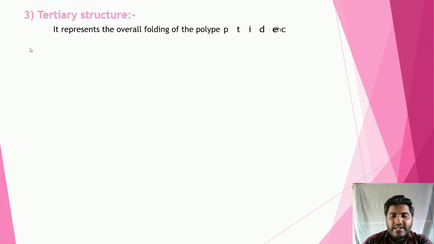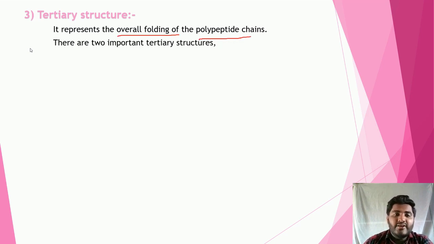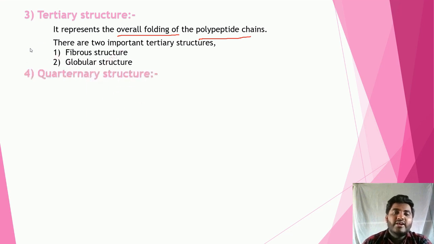So primary structure gives only the number and sequence. Tertiary structure gives the overall folding of the polypeptide chain. What exactly does it locate? The overall folding of the polypeptide chain. There are two important tertiary structures: one is fibrous and another one is globular. We have already discussed what fibrous and globular are, in the first slide only. So this is tertiary structure.